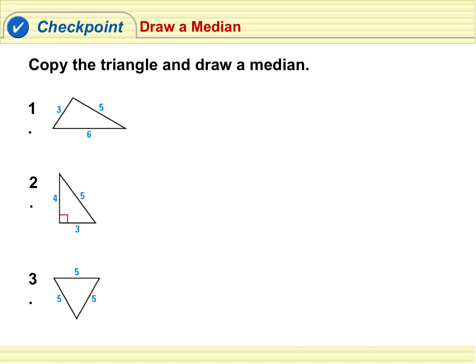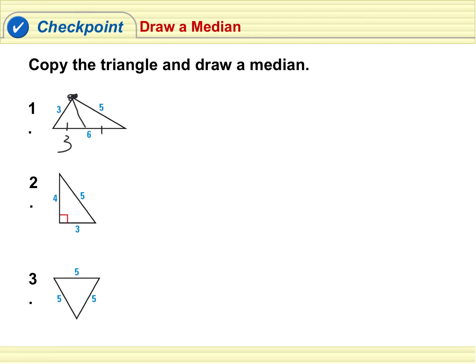Here, draw the median. Let's do number 1. I'm going to go from this angle. If I'm at that top angle, which side do I need to go to? 6, right? And if I split that in half to a median, what are those sides?